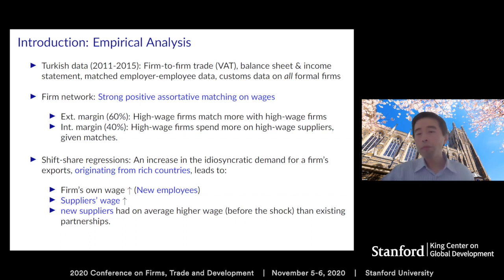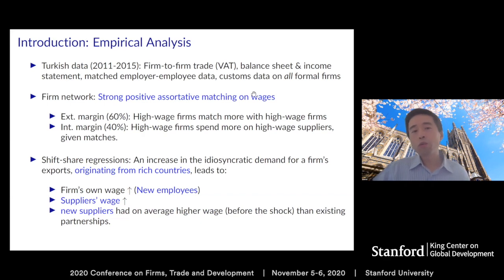You know, a big chunk of the suppliers' wage going up is actually coming from the fact that firms look for new suppliers who, on average, have higher wages than the existing partnerships. So this is showing that when the firm has been upgrading, two things have been changing. The quality choice has been changing. On the other hand, they're also actively adjusting their supplier network to fit these changes.